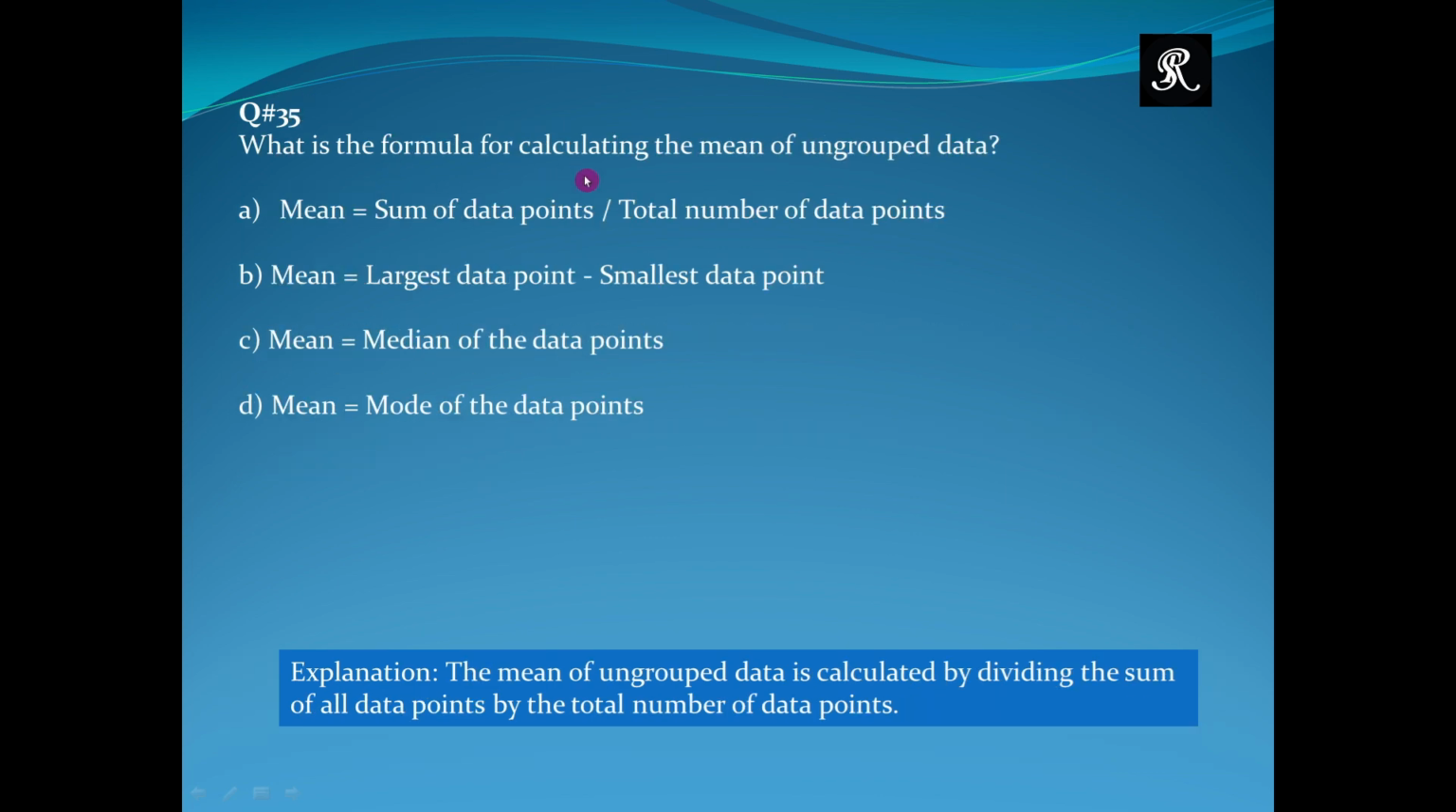What is the formula for calculating the mean of an ungrouped data? Mean is equal to sum of data points divided by total number of data points. Mean is equal to largest data point minus smallest data point. Mean is equal to median of a data points. Mean is equal to mode of data points. And the right option is option A, that is sum of all data points divided by total number of data points.